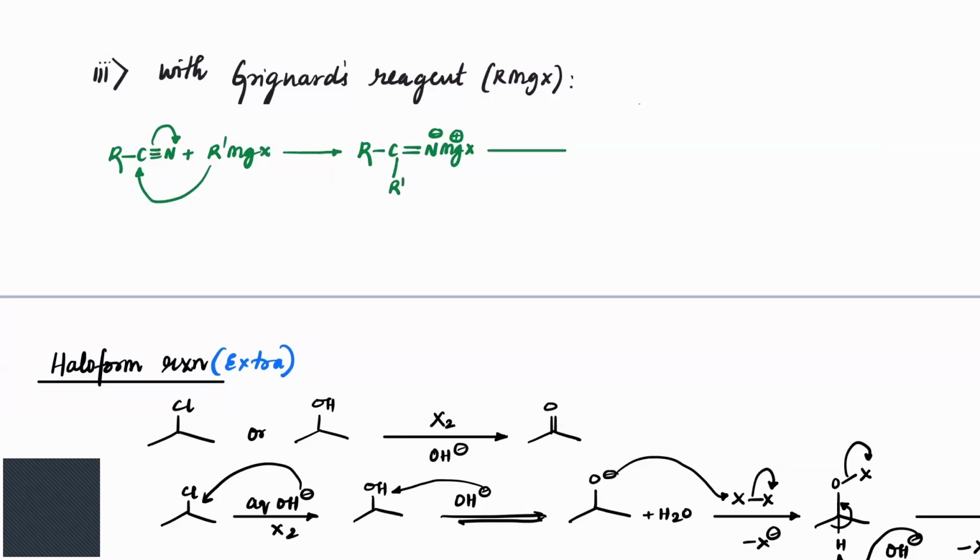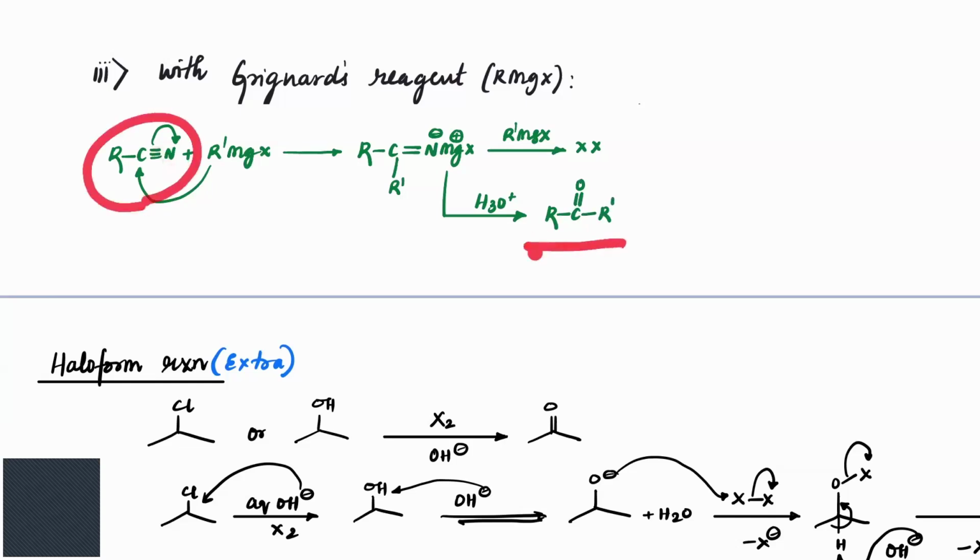Further addition on this is not possible. So if you react with R'-MgX again, nothing would happen. Therefore, it will simply undergo hydrolysis from here and convert into keto form. So that means if you want to convert a cyanide into a ketone, then RMgX is the best bet. Okay, so that will help you convert into keto form.